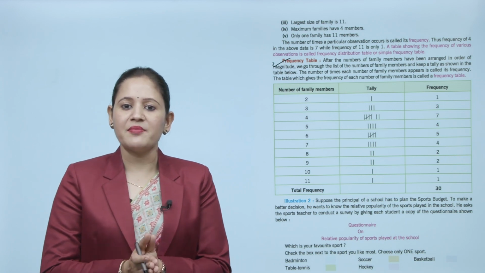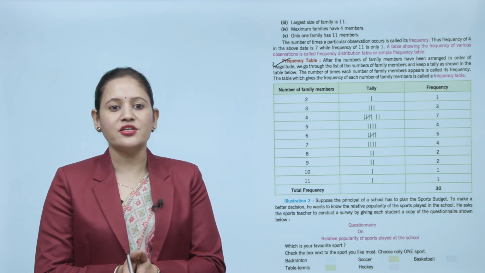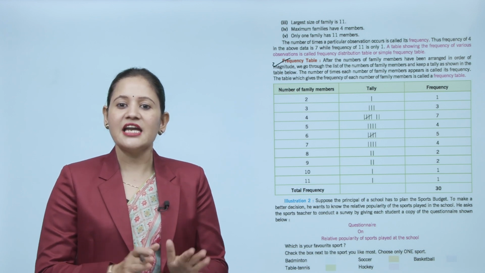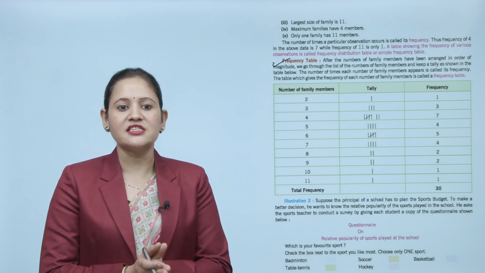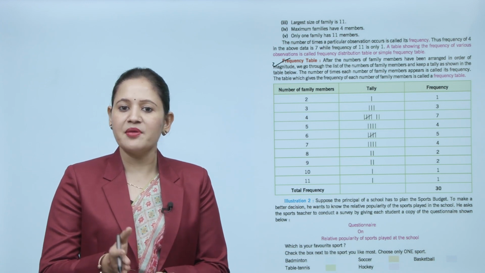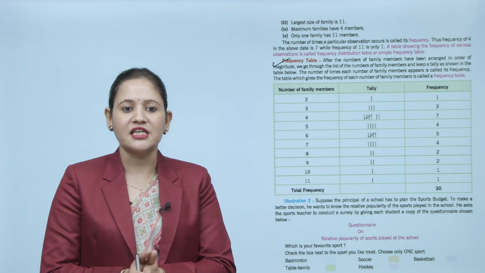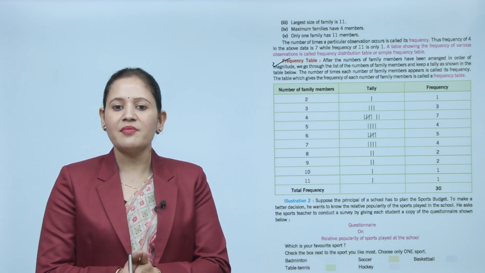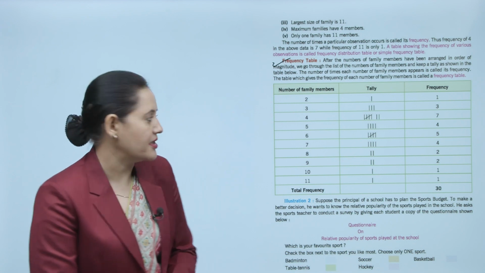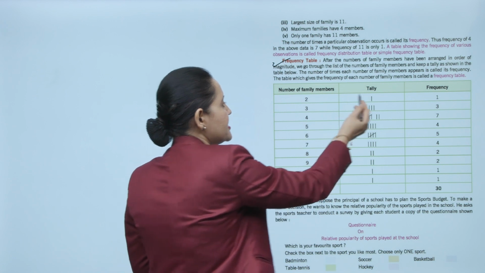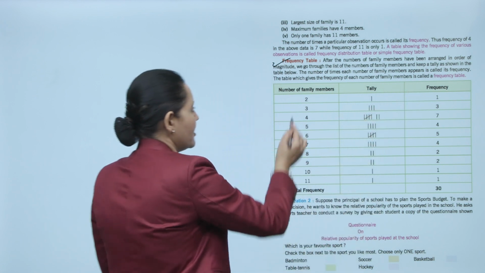After the number of family members has been arranged in order of magnitude, we go through the list of the number of family members and keep a tally as shown in the table below. The number of times each number of family members appears is called the frequency. The table which gives the frequency of each number of family members is called a frequency table. So, this is a frequency table: number of family members, tally and frequency.